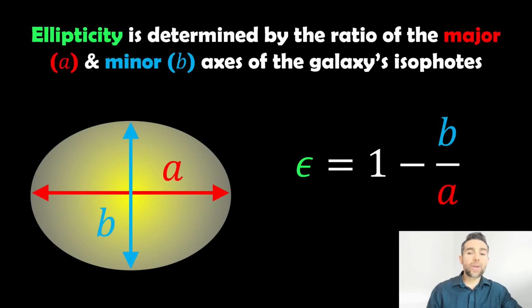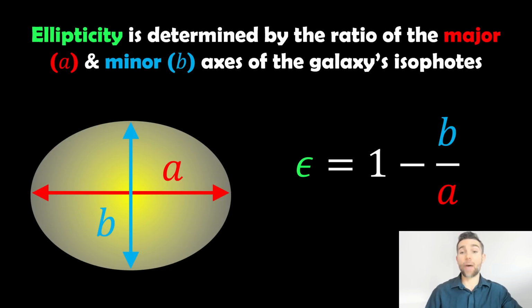So to calculate the ellipticity, you need to look at the major axis of the ellipse and the minor axis of the ellipse of the isophote. Here we have the major axis, which is A, and the minor axis, which is B. To calculate that, we divide the minor axis by the major axis, and then we subtract that from 1. That gives us this ellipticity number.